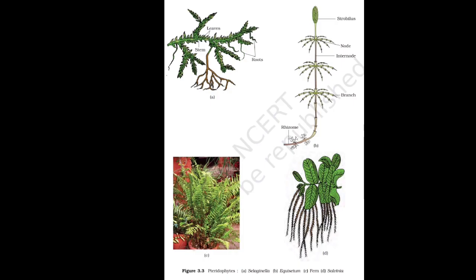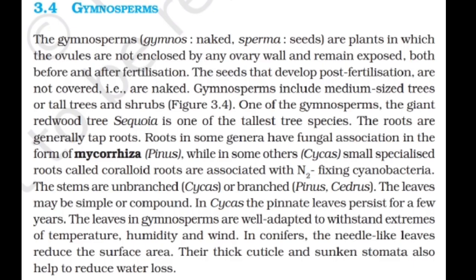Figure 3.3 Pteridophytes: A. Selaginella, B. Equisetum, C. Fern, and D. Salvinia. This is a diagram of Selaginella. This is stem, leaves, roots. This is a diagram of Equisetum, strobilus, node and internode, and this is branch. This is a diagram of fern and this is a diagram of Salvinia.